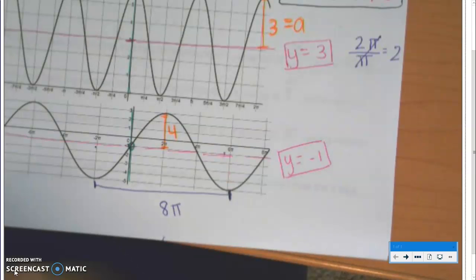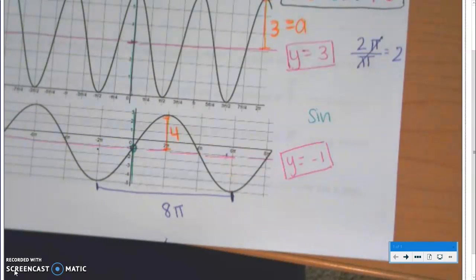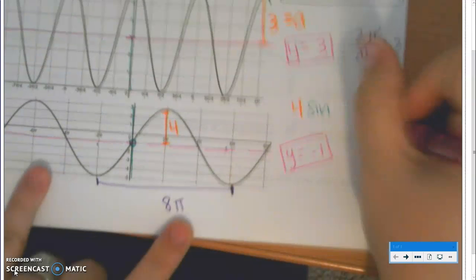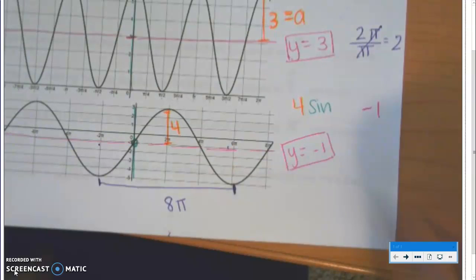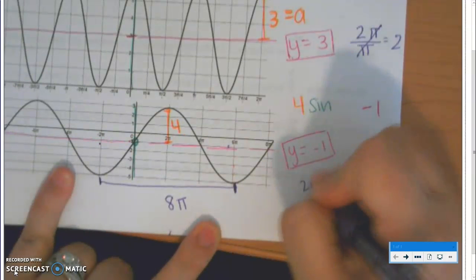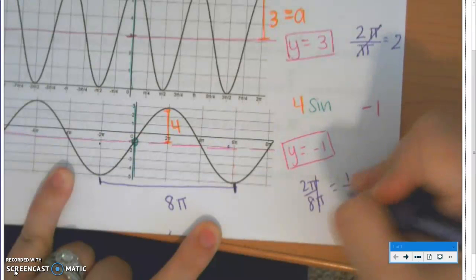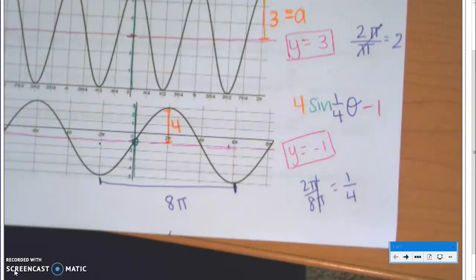So I'm going to put a 4 in front because that's my amplitude. I'm going to put -1 at the end because that's my midline. And for the b value, I'm going to do 2 pi over 8 pi. The pi's cancel out. 2 over 8 reduces to 1 over 4. So that's the number that goes in front.